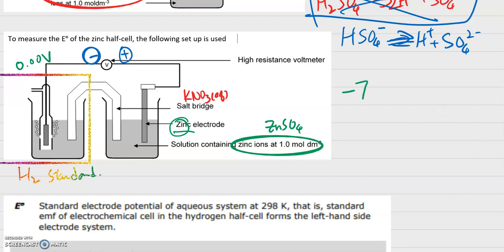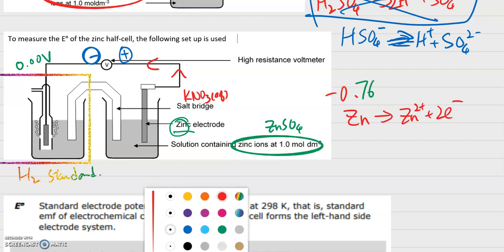When we measure this and take the reading, we will notice that zinc gives you minus 0.76 volts. Why should this be a negative value? Simply because in this case, zinc loses electrons. Zinc loses electrons, pushing electrons towards the positive terminal of the voltmeter. That's why the voltmeter reading will become a negative value.